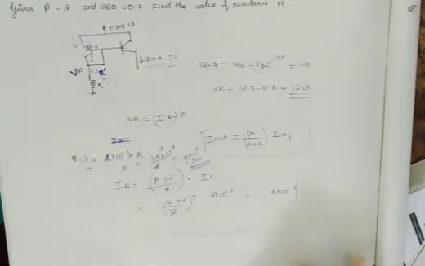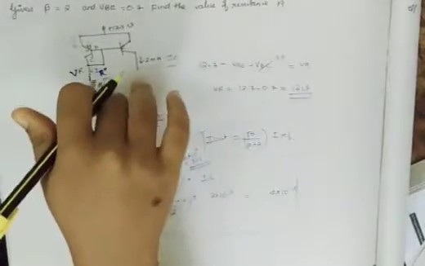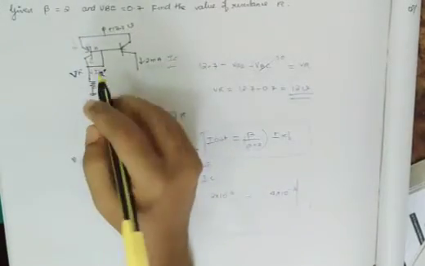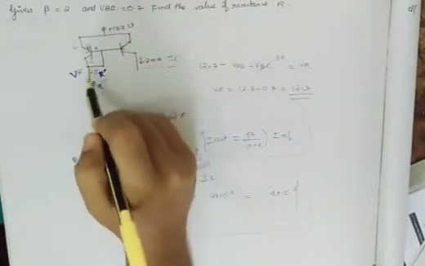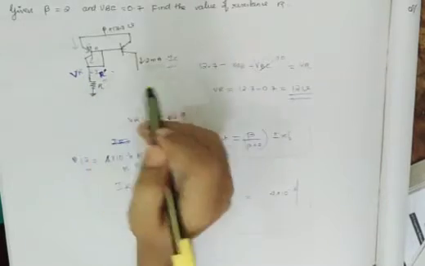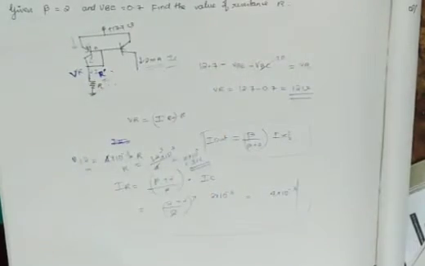Please keep this formula in mind. If this is a current mirror circuit, this is the IREF, the reference current. Please only look at the collector current.